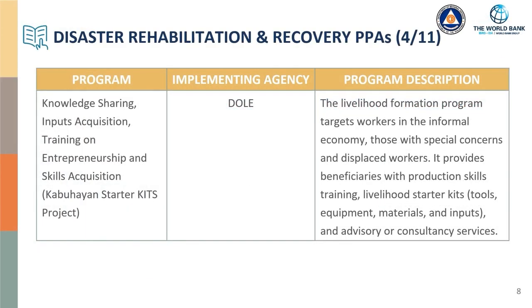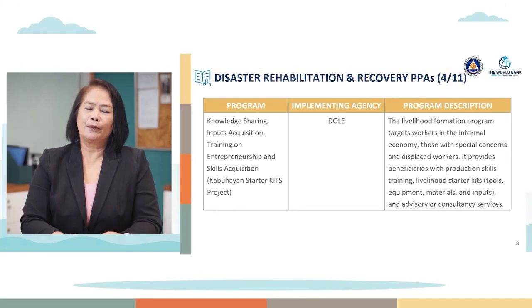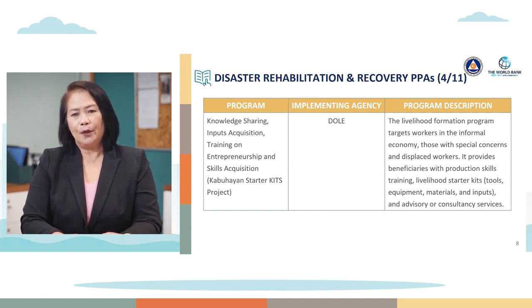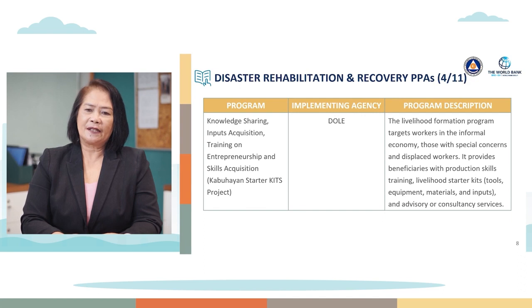The next menu is that of knowledge sharing, inputs acquisition, training on entrepreneurship, and skills acquisition, or yung tinatawag na kabuhayan starter kits of the Department of Labor and Employment, which is a livelihood program targeting workers in the informal economy, those with special skills or concerns, that provides beneficiaries with production skills training, livelihood starter kits, equipment, materials, and other inputs required for that particular training, and advisory or consultancy services.